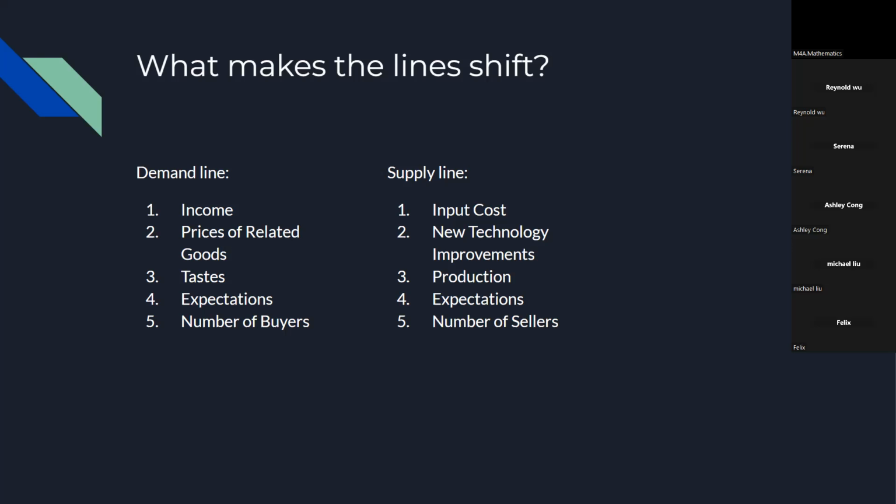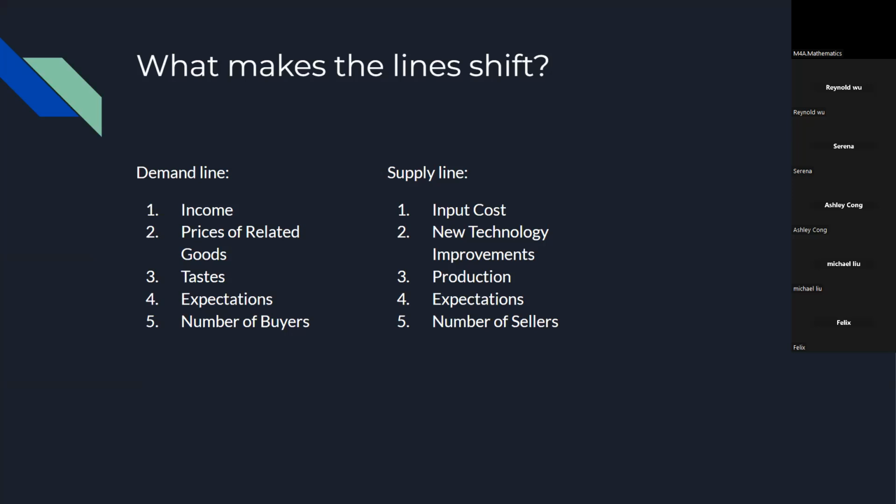Number 2, new technology. What if, in the last example, you could make potato chips instantly out of potatoes and for free after you bought the machine, of course. This new technology would make potato chips much more efficient and basically just make more of it. Number 3, production. Increase in production, as in the last example, would also improve supply.